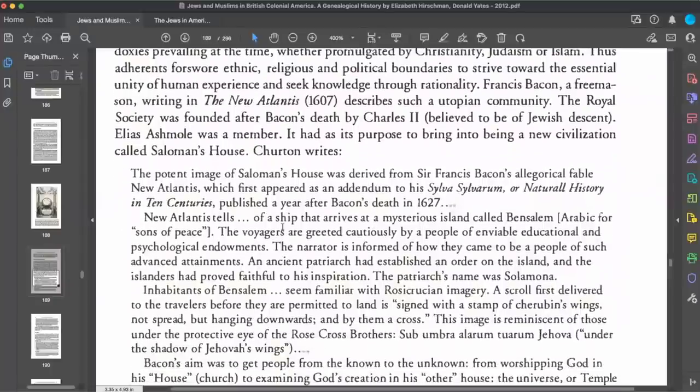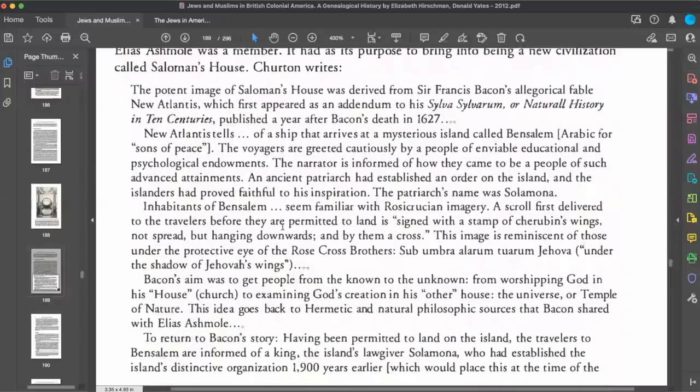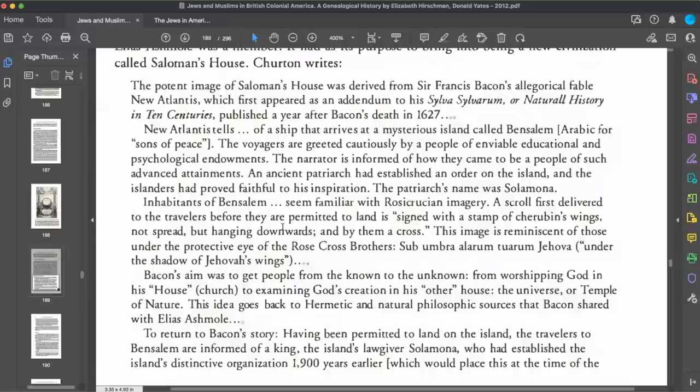Churton writes, the potent image of Solomon's House was derived from Sir Francis Bacon's allegorical fable, New Atlantis, which first appeared as an addendum to his Sylva Sylvarum, or Natural History in Ten Centuries, published a year after Bacon's death in 1627. New Atlantis tells of a ship that arrives at a mysterious island called Bensalem. All right, listen to this, Bensalem, Arabic for Sons of Peace. The voyagers are greeted cautiously by a people of enviable educational and psychological endowments. The narrator is informed of how they came to be a people of such advanced attainments. An ancient patriarch had established an order on the island, and the islanders had proved faithful to his inspiration.